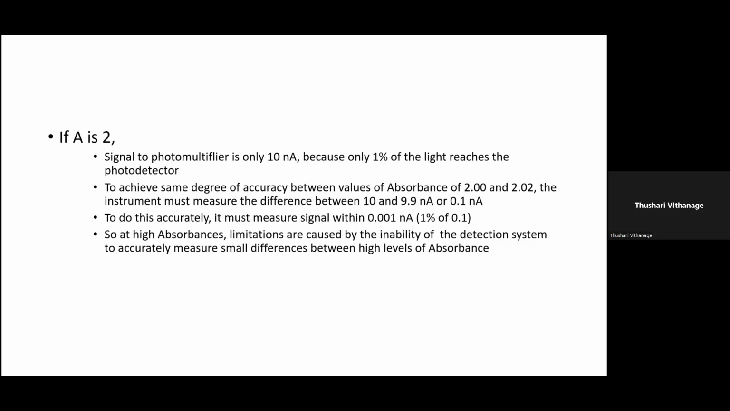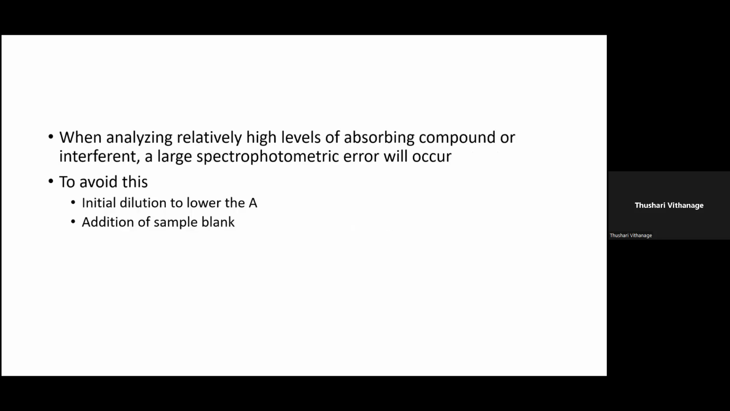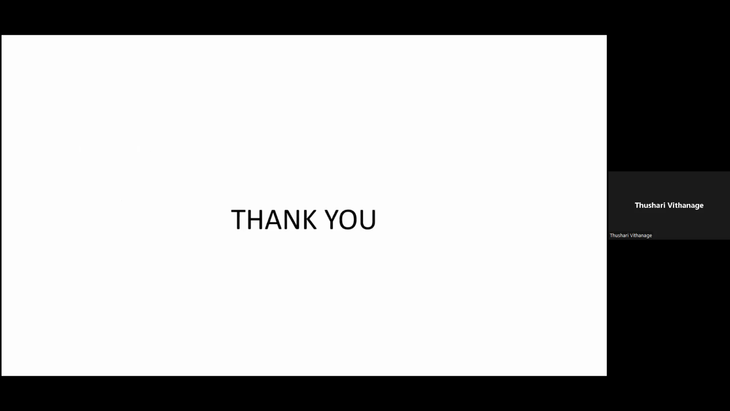So at high absorbances, limitations are caused by the inability of the detection system to accurately measure small differences between high levels of absorbance. When we are analyzing relatively high levels of an absorbing compound or interferent, a large spectrophotometric error will occur. To avoid this, we can do initial dilution to lower the absorbance and addition of a sample blank.